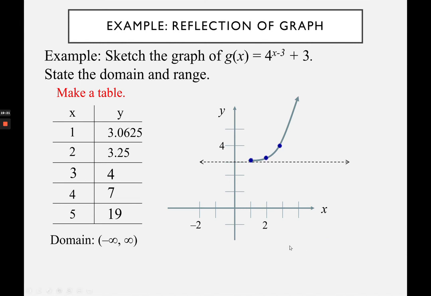So the domain is always going to be all real numbers, and the range starts from the asymptote, which is y equal to 3, going to positive infinity, or in a simple inequality, y can only be greater than 3. And that's how you graph your exponential function.